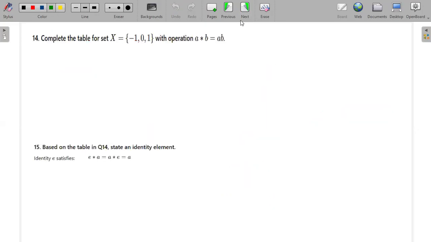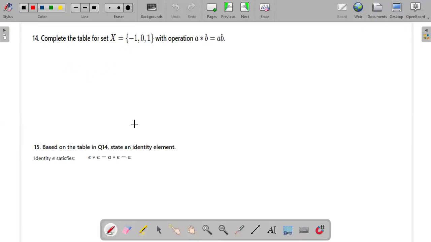All right, let's move to question 14. Question 14, they're saying complete the table for the set minus 1, 0, 1 with the operation A star B is equal to AB. So I'm going to draw a table here. On this table, here I put my operation, which is star. Then here I put these elements: minus 1, 0, and then 1. Here I'll put minus 1 again, 0, and then 1.